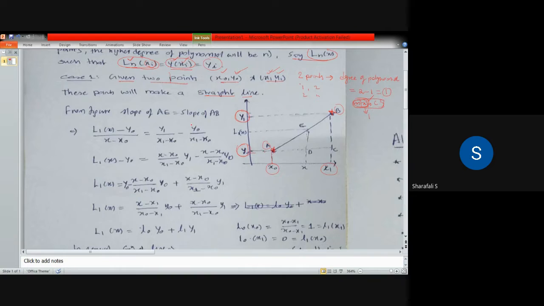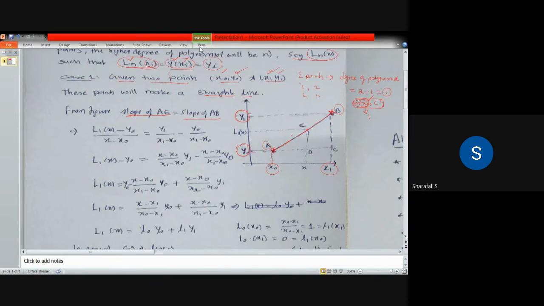So from the figure, we can consider this straight line, and the slope of AE should be equal to the slope of AB. If you consider this line here, its slope should be equal to the slope of this line because it is the same straight line. Okay, so in that condition, what is the slope of AC? The slope of AC will be equal to delta y.